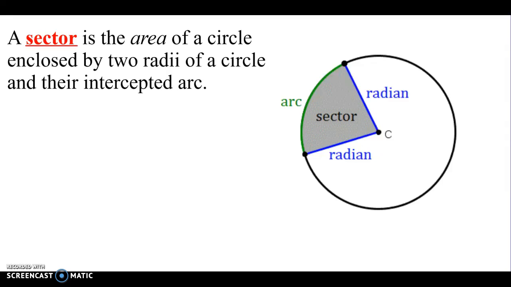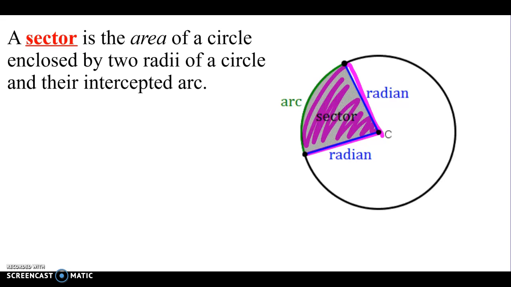Now we have sectors. Before, we were looking at arc lengths, like that green. Now a sector is the area of a circle that's included by 2 radii of a circle and their intercepted arc. So basically you take 2 radii, and it's the piece of pizza right in the middle.